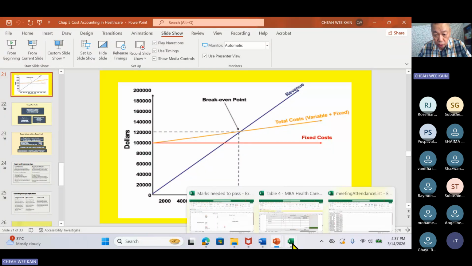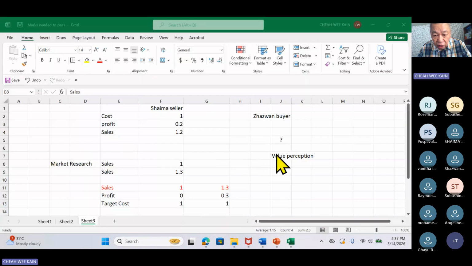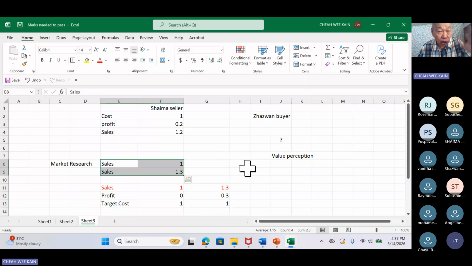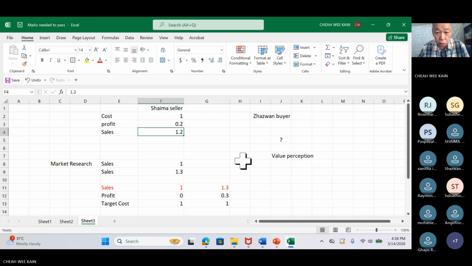What works? What works is very simple. Understand the value perception and the customer will come. Of course, you need to advertise. But when Shazam sees the correct value, he will buy. When Shazam sees the wrong price, he will not buy. So nothing to do with the cost. Nothing to do with your profit. As far as Shazam is concerned, he doesn't care.